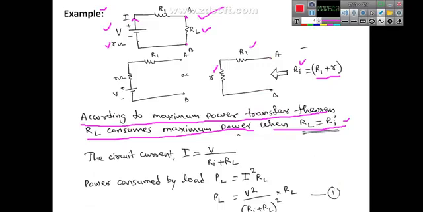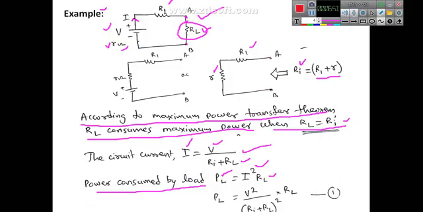Therefore from the given network you can easily find the expression for the current. I is equal to V divided by Ri plus RL. What is Ri? Ri is nothing but R1 plus R. So R1 plus R, which is your Ri, plus RL, gives the expression for the current. Then if you find the power consumed by the load, represented by PL, PL is equal to I square into RL.